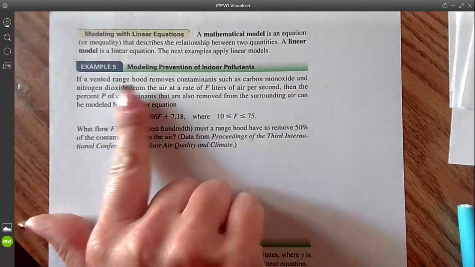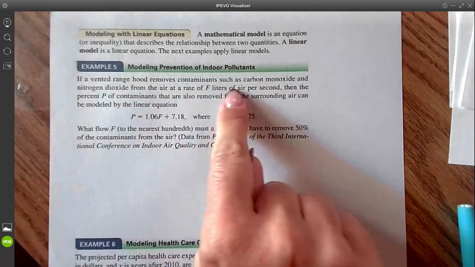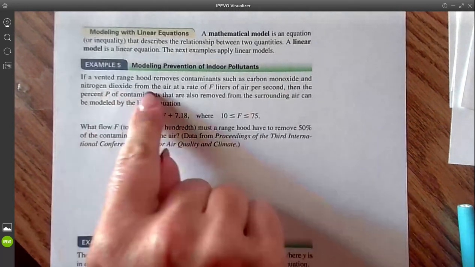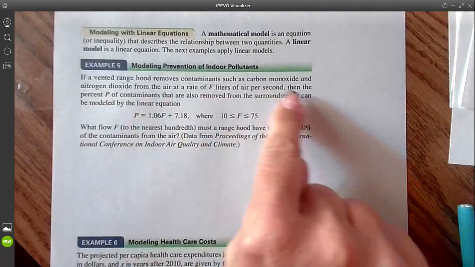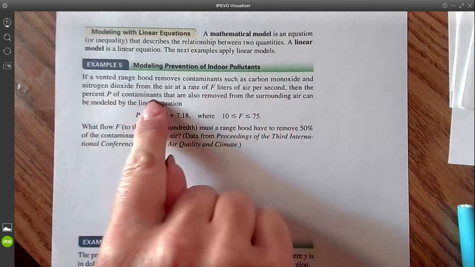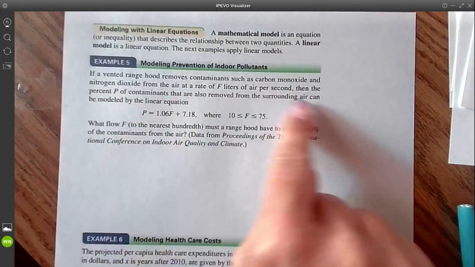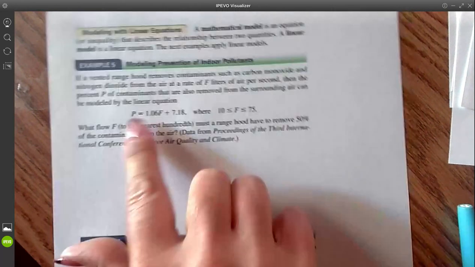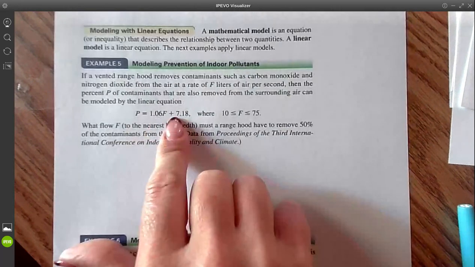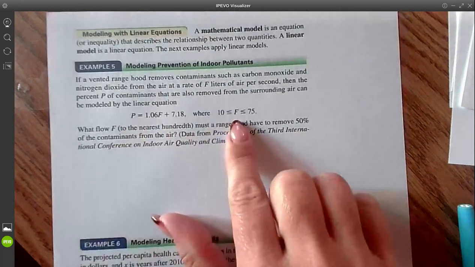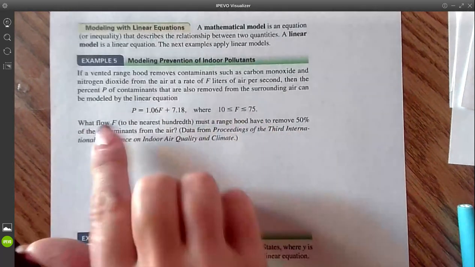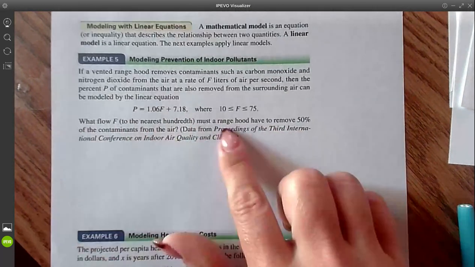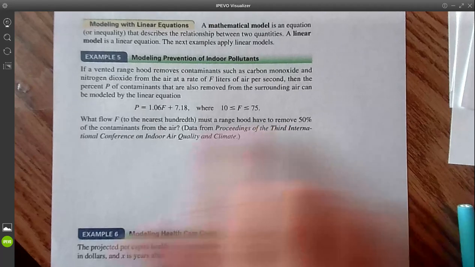If a vented range hood removes contaminants such as carbon monoxide and nitrogen dioxide from the air at a rate of F liters of air per second, then the percent P of contaminants that are also removed from the surrounding air can be modeled by the linear equation P equals 1.06 F plus 7.18, where F is between 10 and 75. What flow F to the nearest hundredth must a range hood have to remove 50% of the contaminants from the air?